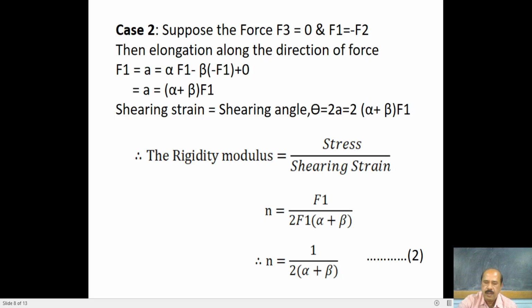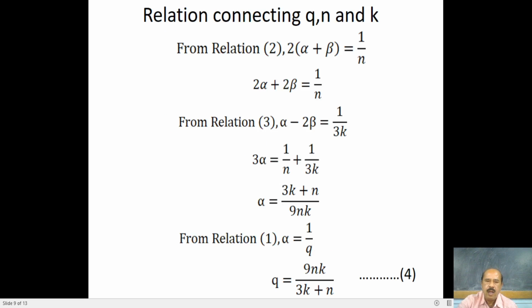I will now derive the relation between Q, N and K. From equation 2, we can write 2 into alpha plus beta is equal to 1 by N, which is as good as 2 alpha plus 2 beta is equal to 1 by N. From relation 3, we can write alpha minus 2 beta is equal to 1 by 3K. By adding the above two equations, we can write 3 alpha as 1 by N plus 1 by 3K. So alpha can be written as 3K plus N divided by 9NK.